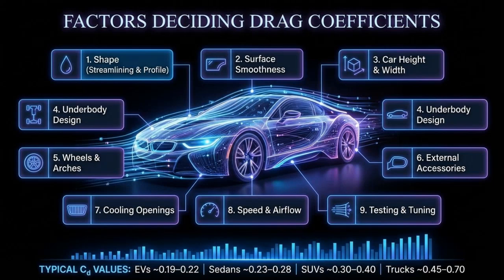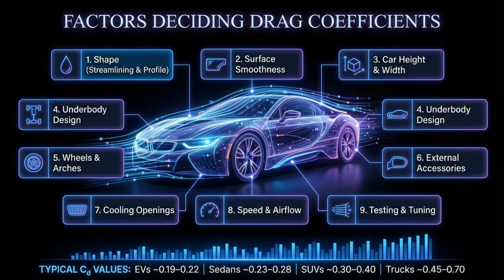Streamlined shapes with rounded fronts and tapered rears reduce wake formation. Smooth surfaces, lower ride height, wider stance, and flat underbodies help limit turbulence. Enclosed wheels, sculpted wheel arches, flush-mounted accessories, and active cooling shutters further reduce aerodynamic drag. Final refinement is achieved through wind tunnel testing and computational fluid dynamics, or CFD, across different vehicle speeds.